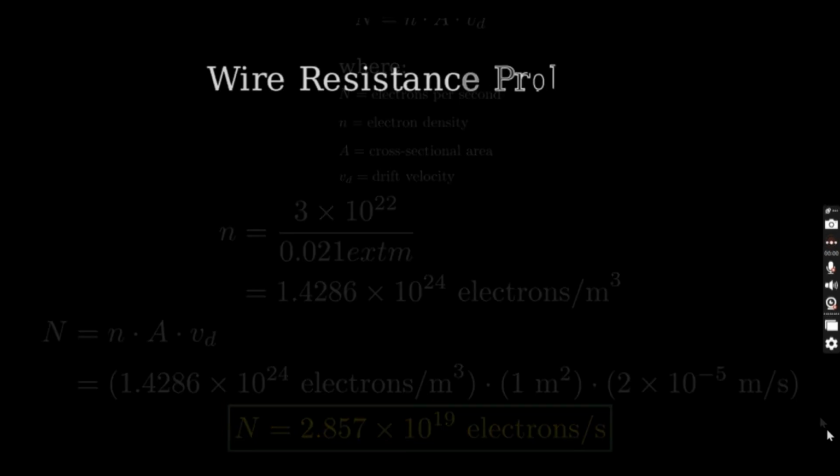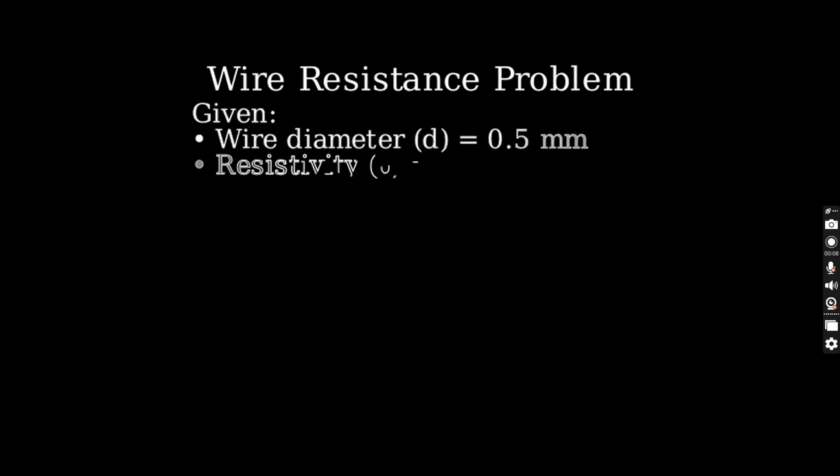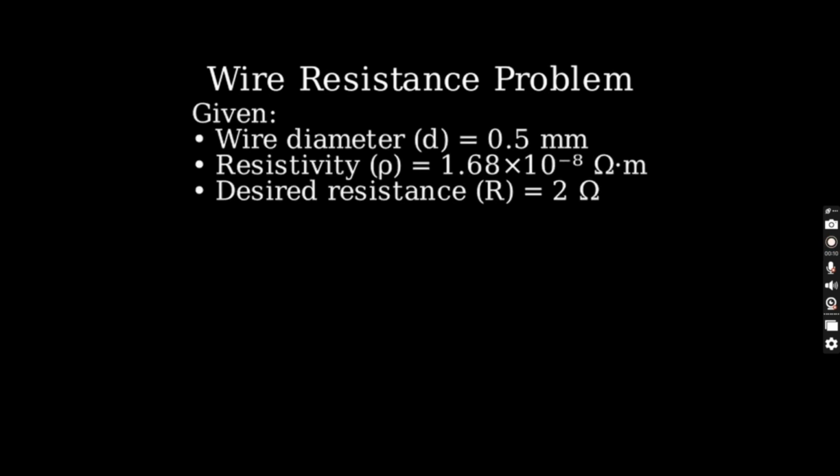Let's solve a problem about electrical resistance in a copper wire. We'll find the required length of wire for a specific resistance, and then see how doubling the diameter affects that resistance. Here's our problem. We have a copper wire with a diameter of 0.5 millimeters and resistivity of 1.68 times 10 to the negative 8 ohm meters. We need to find what length will give us a resistance of 2 ohms. Then we'll see how the resistance changes when we double the diameter.